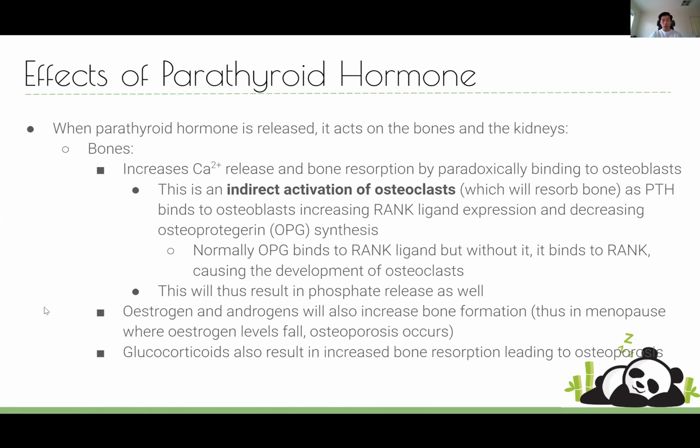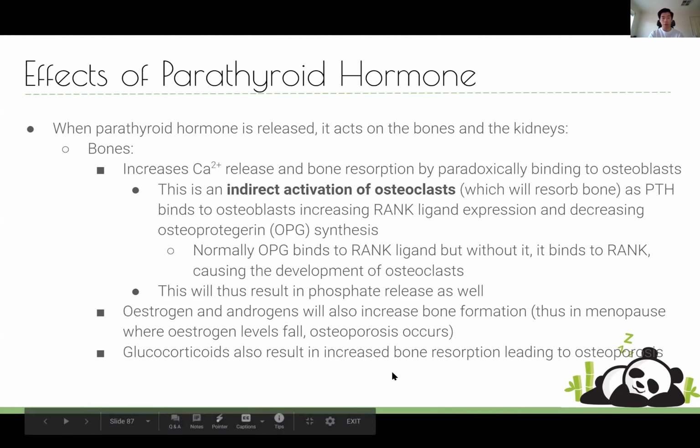Your estrogen and androgens will also increase bone formation, and this is kind of why in menopause, when your estrogen levels fall, osteoporosis will occur. And we'll talk about this a little bit later in terms of how that specifically works, but it works in a very similar way with the RANK ligand and that kind of stuff. Your glucocorticoids will also increase bone resorption, which will lead to osteoporosis, and this is kind of the cause, I guess, of Cushing's disease and Cushing's syndrome, causing you to have osteoporosis in the end as well.